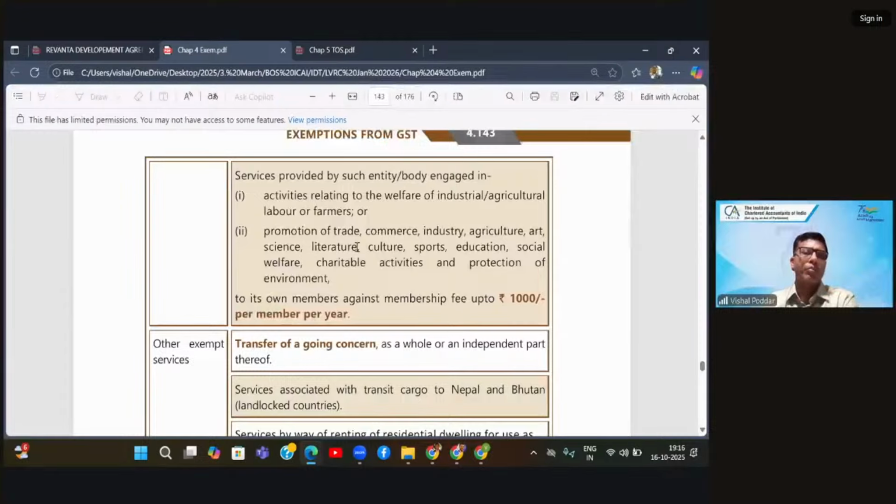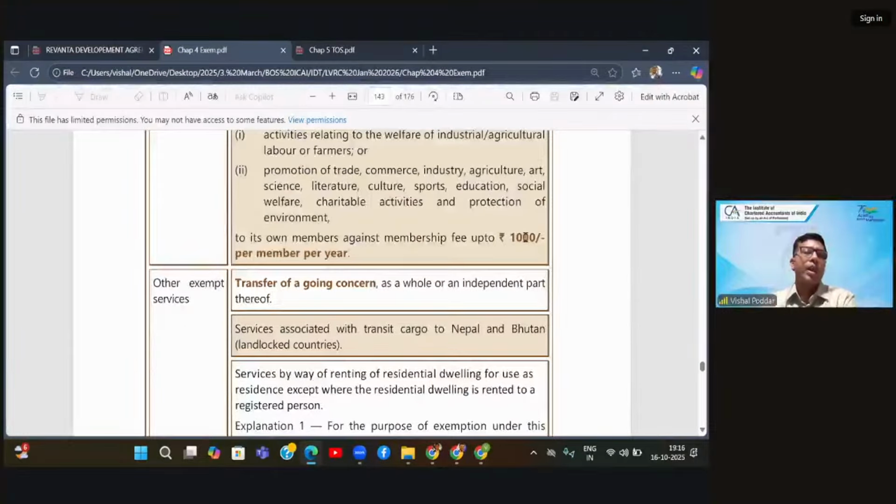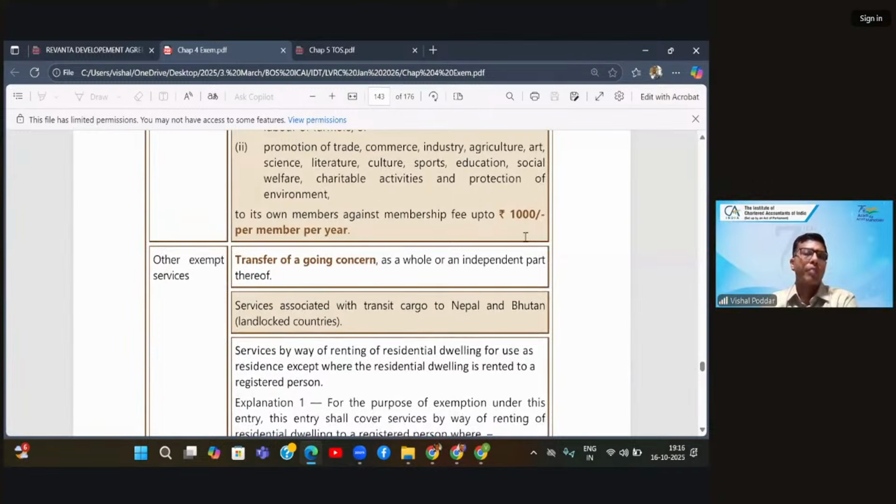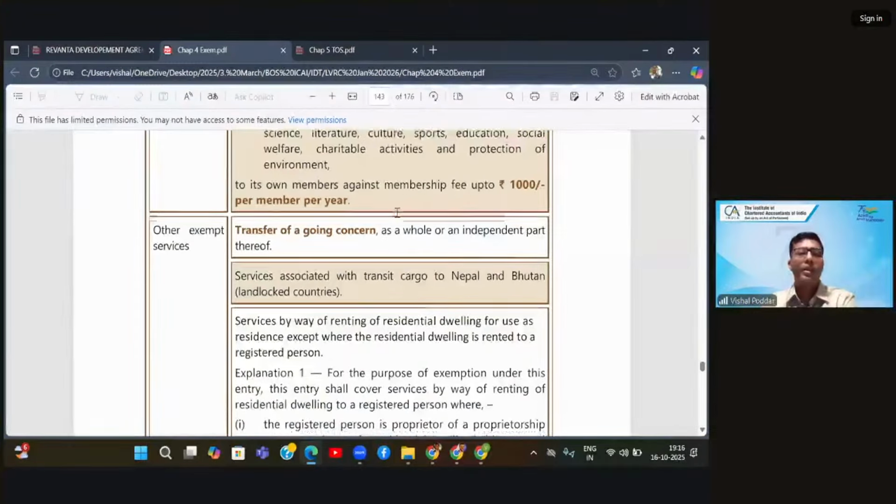Similarly, there is one more category where you are part of some association or body which is working for the welfare of industrial or agricultural labor, or which is a trade union. Over there, if your annual membership fee is up to 1,000, it is exempt. But if your annual membership fee is exceeding 1,000, it will be taxable.